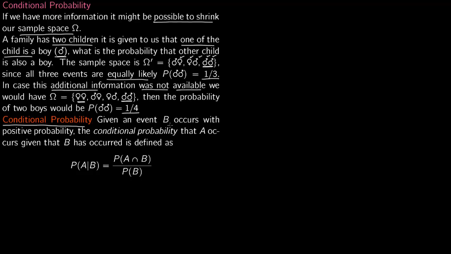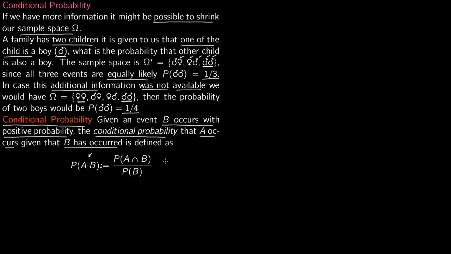Given an event B which occurs with a positive probability, the conditional probability that A occurs given that B has already occurred, this you define as probability of A conditional on B. So this sign is for conditional on, or you can say probability of A given that B has already happened. This is defined as probability of A intersection B divided by probability of B. So this is how you mathematically define conditional probability.